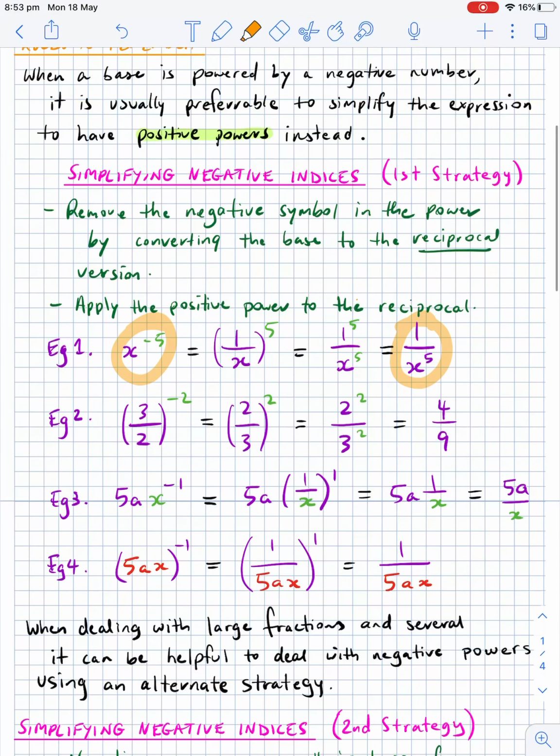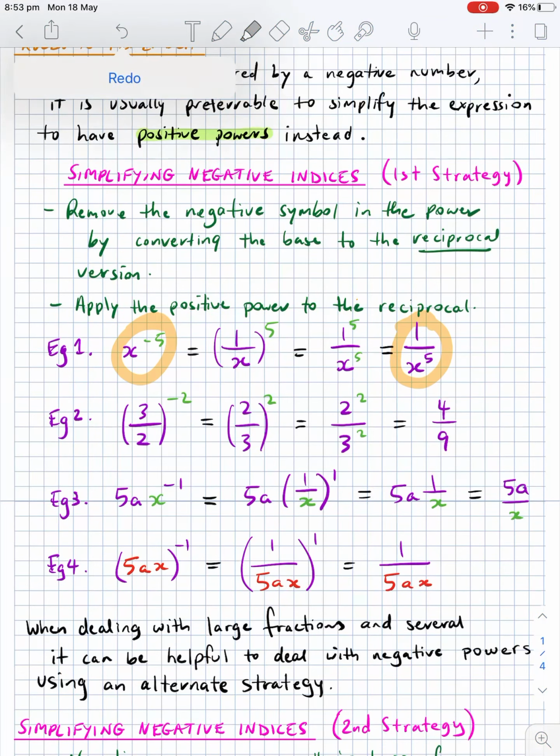Okay, so this is the first strategy that you want to apply. You want to remove the negative symbol in the power by converting the base to the reciprocal version. So it's pretty much changing it to the flipped version. Reciprocal means the flipped version. So you flip the fraction, and then you apply the positive power to that reciprocal. So let's do some examples.